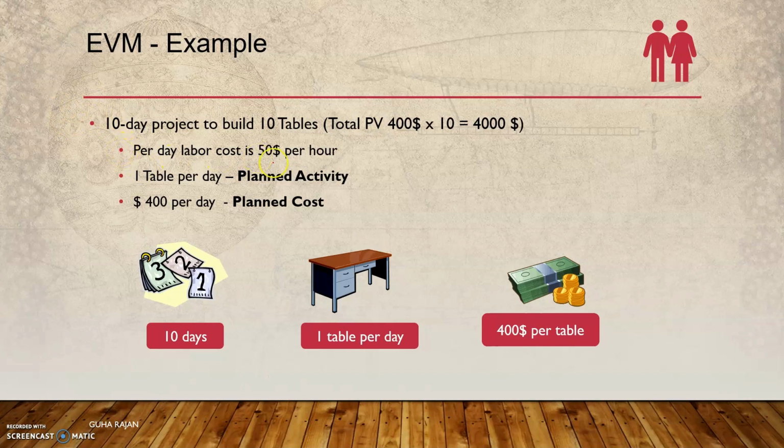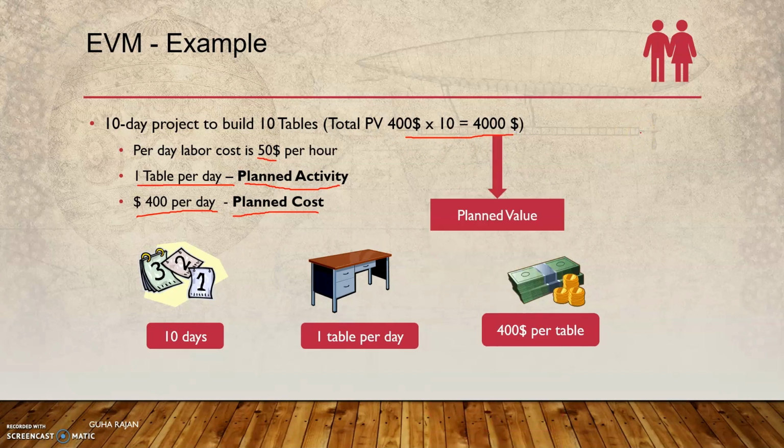It's a 10-day project to build 10 tables. So that means you have a planned cost of 400 per day, one table per day. That's a planned activity; one table is expected to be completed. The labor cost per hour is 50, for 8 hours per day. So that is 400 per day for one table. And if you look at it, the total cost is 4,000 USD.